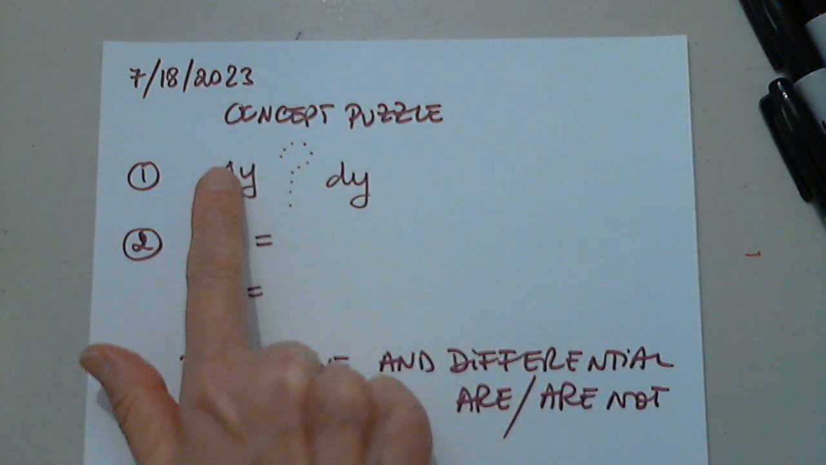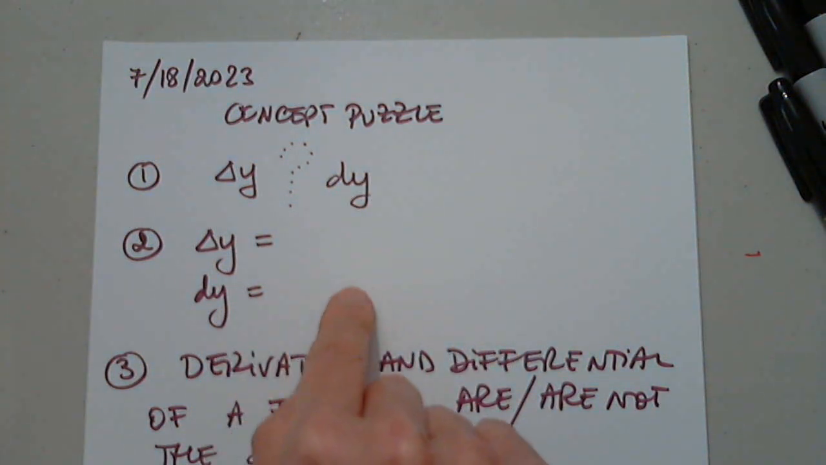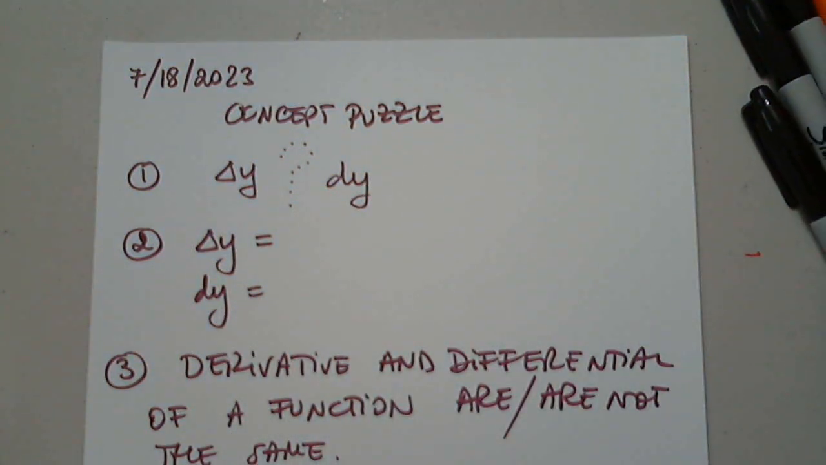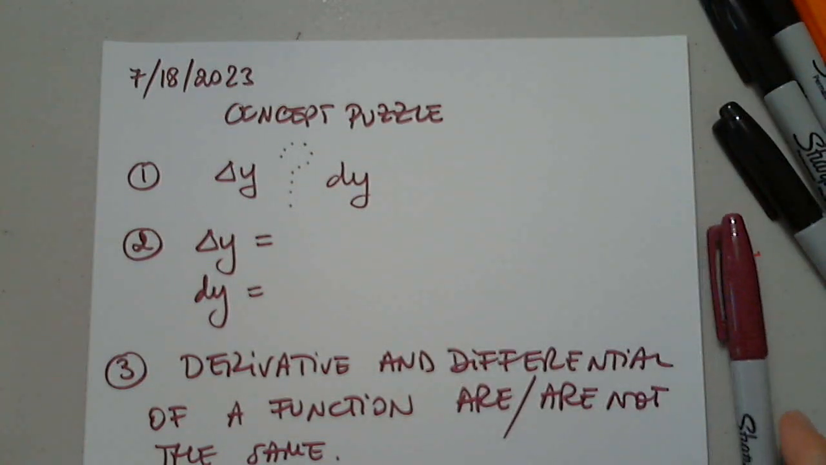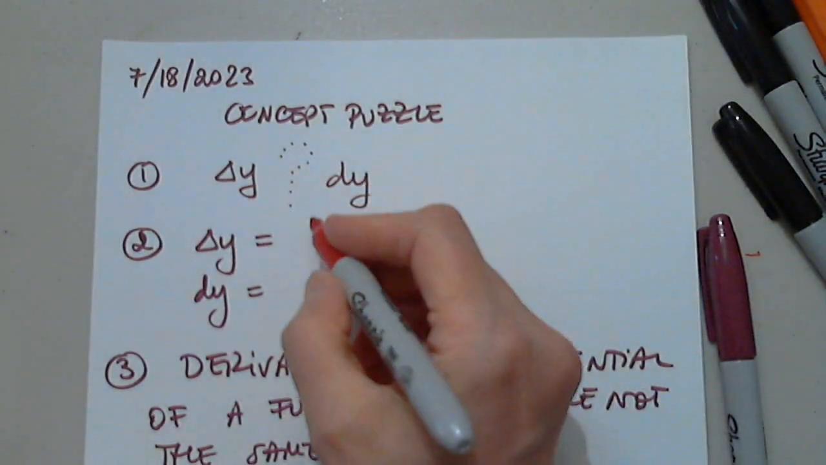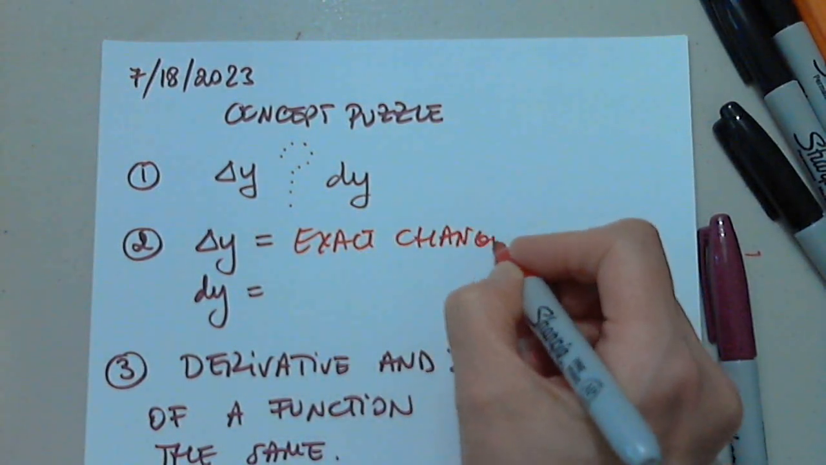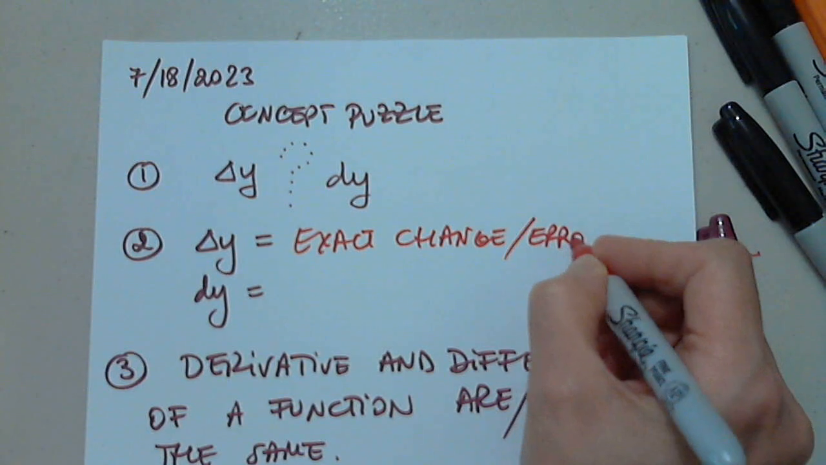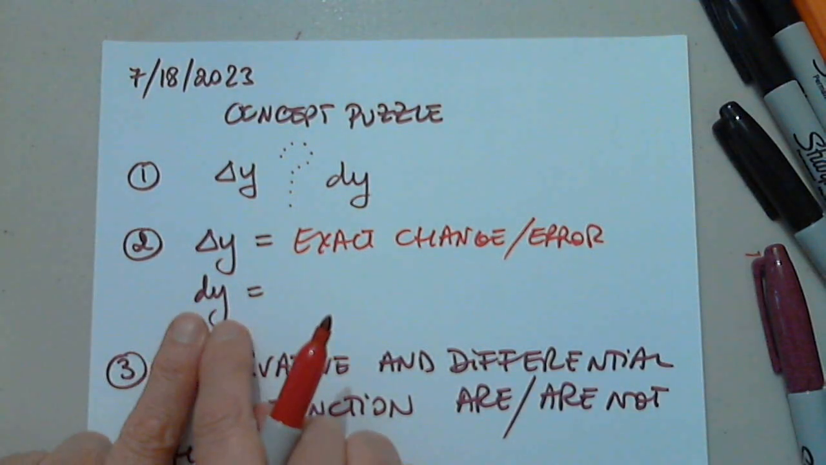Anyone remembers what delta y represents, and I'm going to write it here, and what dy represents, and I'm going to write it here? I think delta y is the exact error. Change or error, very good. Perfect. And this name is very important.